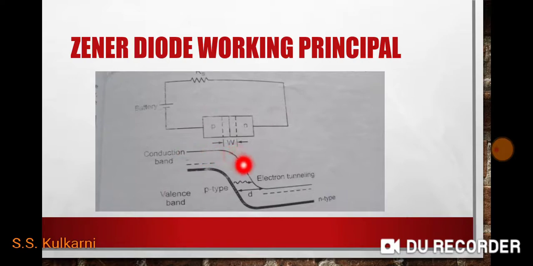This is the conduction band, and here you have the valence band. That means this is the conduction band for the P-type material, this is the valence band for the P-type material, and similarly here. We know that at 0 degree K, the valence band is completely filled, whereas the conduction band is completely empty. You just observe the diagram. As shown in the diagram, the valence band of P-type material appears in front of the conduction band of N-type material.